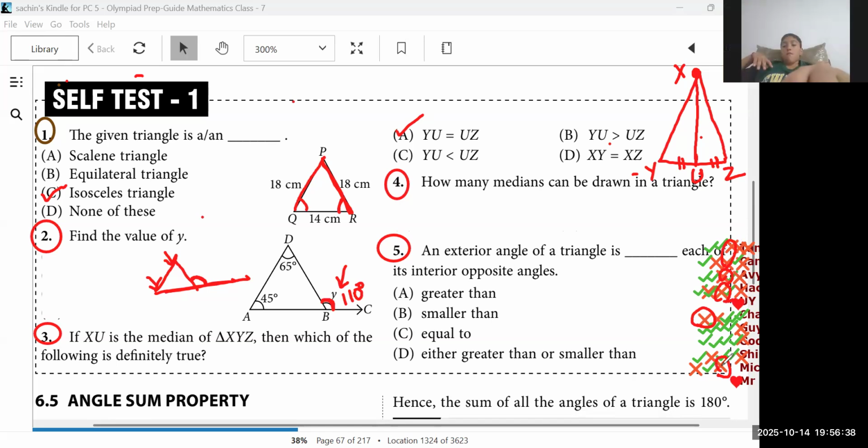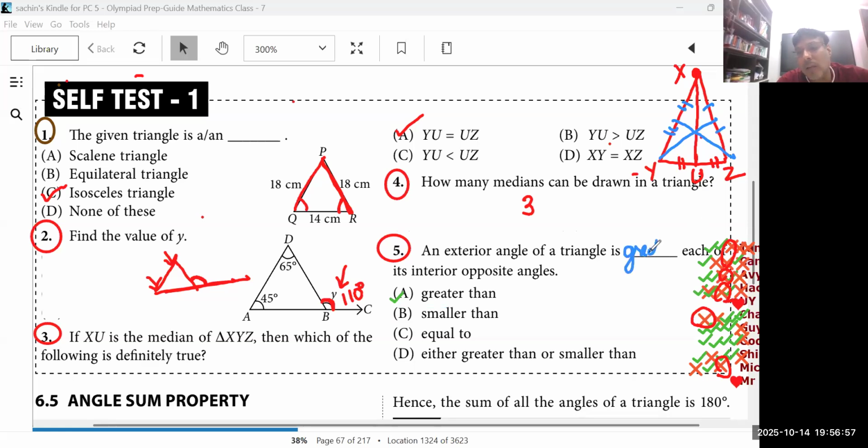Yes, sir. Next, how many medians can be drawn in a triangle? There can be 3 medians that can be drawn, one from each vertex. Next, exterior angle of a triangle is greater than both interior opposite angles, because it will be equal to the sum of those two. All right, do you remember the properties, guys?